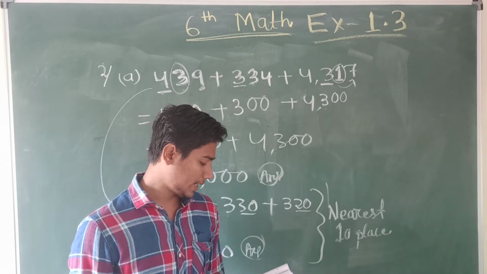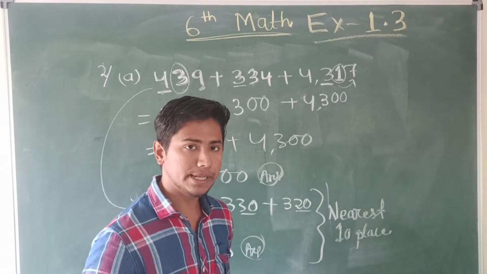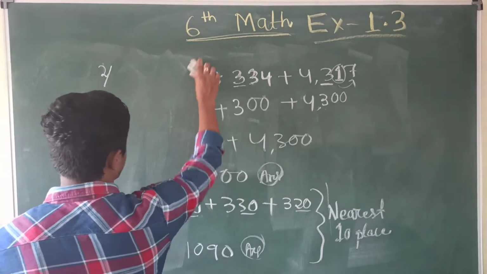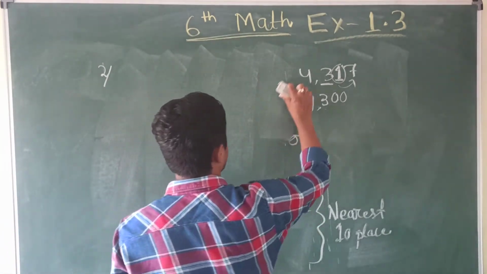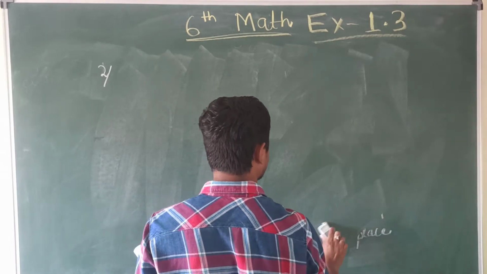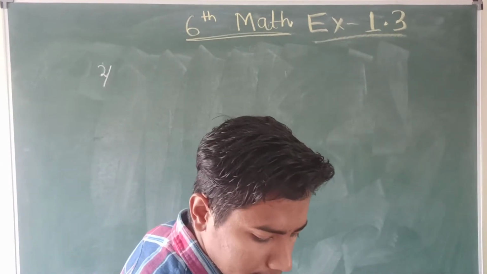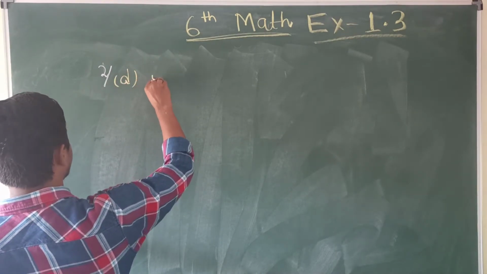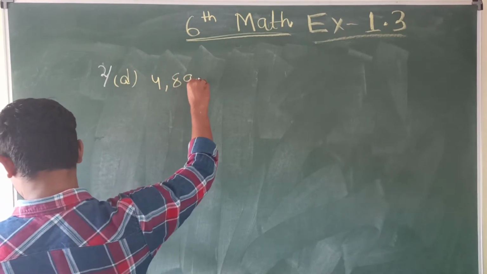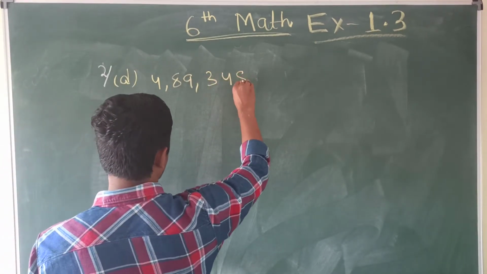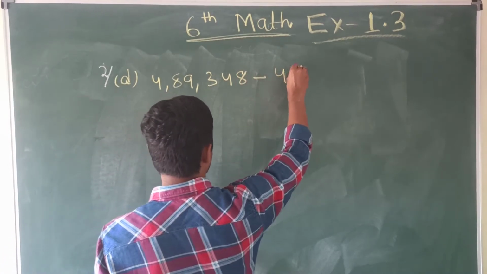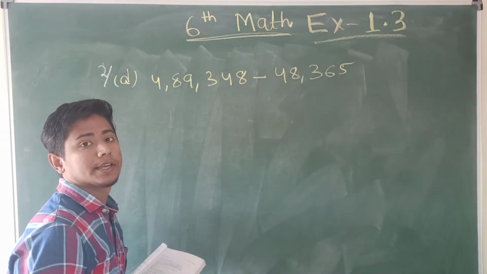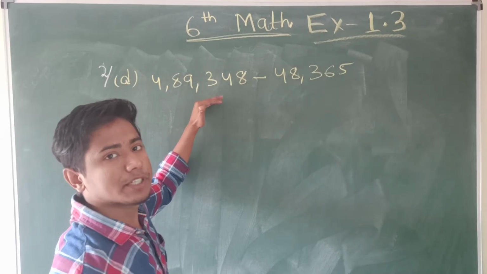So I will solve another one. Question number 2D. Write the question here. That is 4,89,338. Then 48,365. So first you rounding these numbers to nearest 100 place.